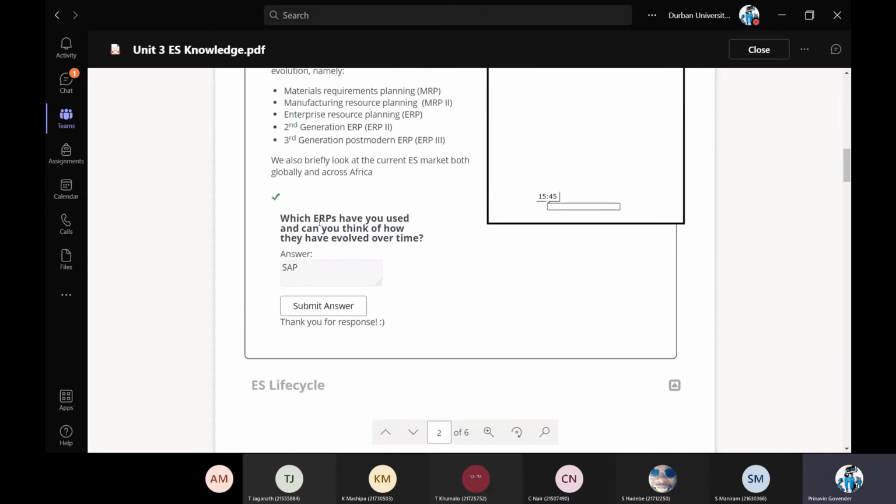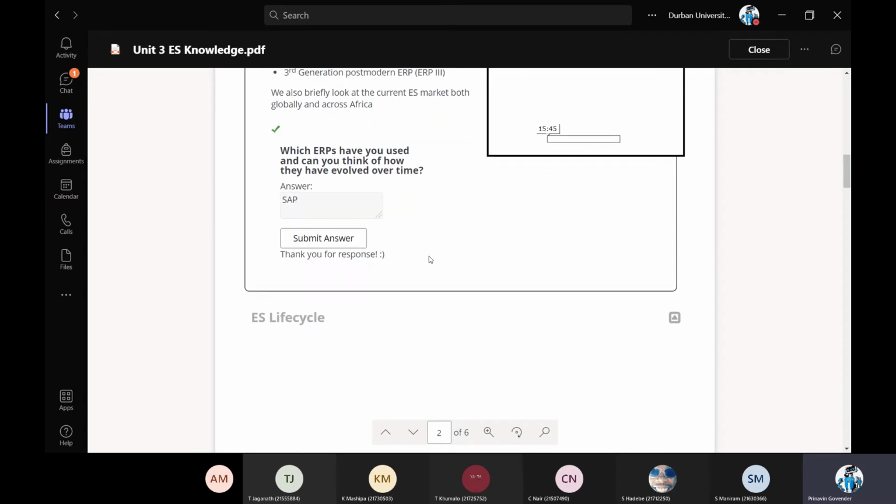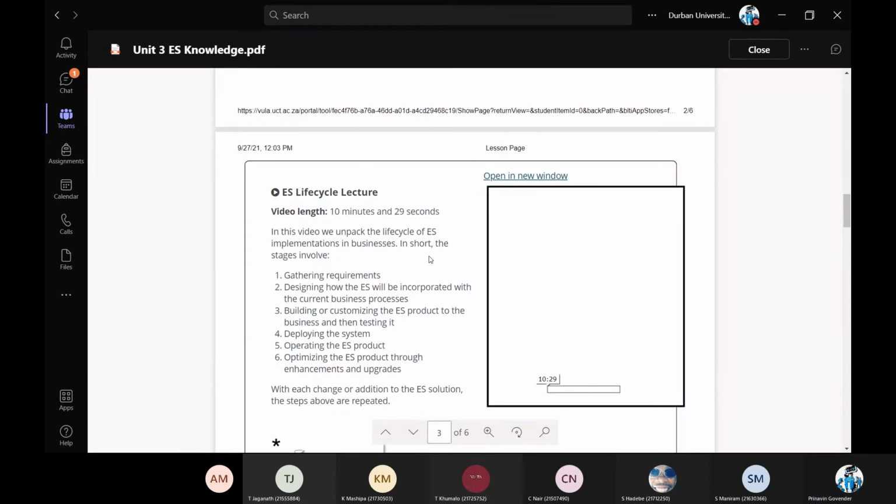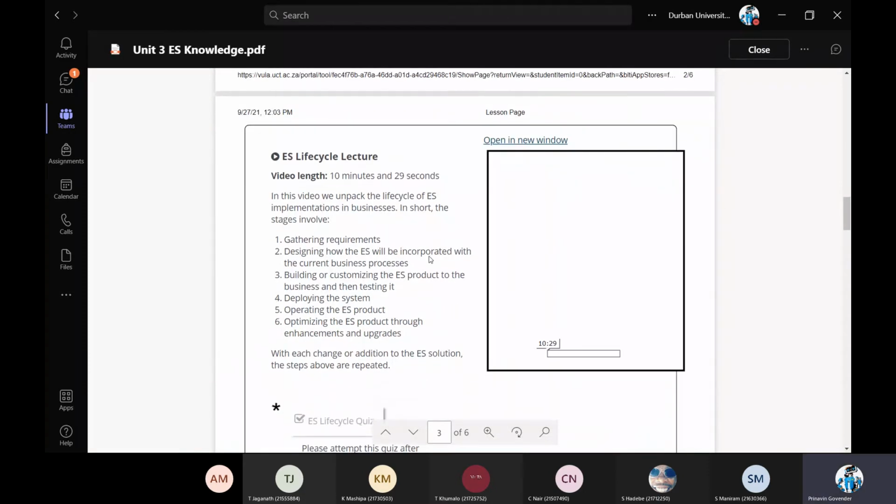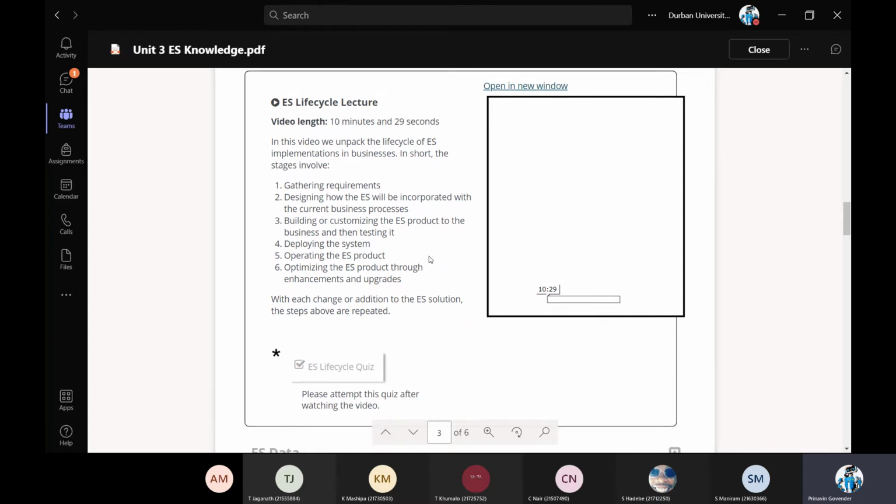There's a question: which ERPs have you used, and can you think of how they have evolved over time? Give me an example of an ERP. I've also done this for you. I've recorded little videos and taken the recordings from the CFA website and uploaded them to your WhatsApp group, and I will also upload them to each individual channel in your MS Teams.